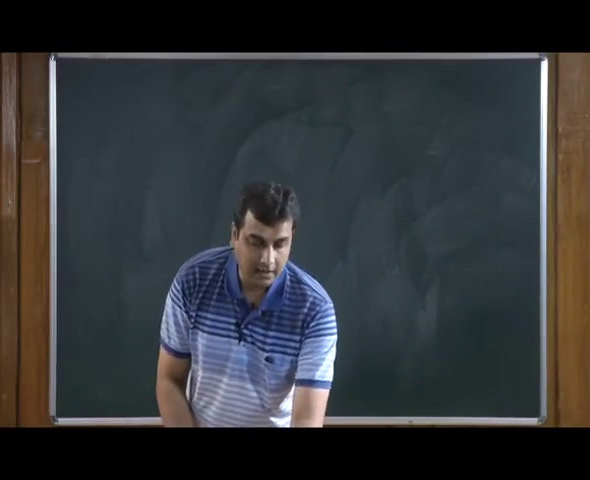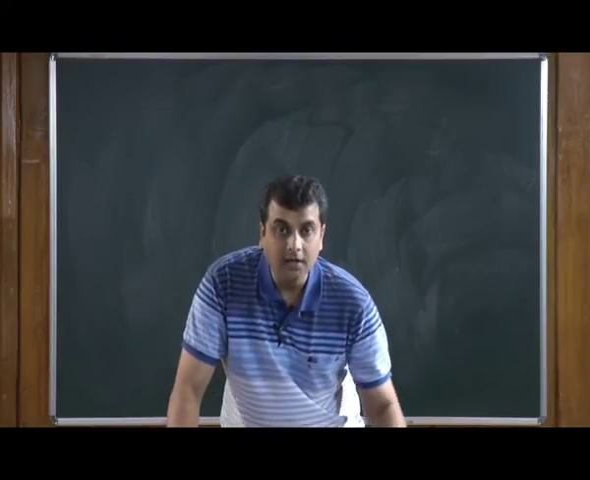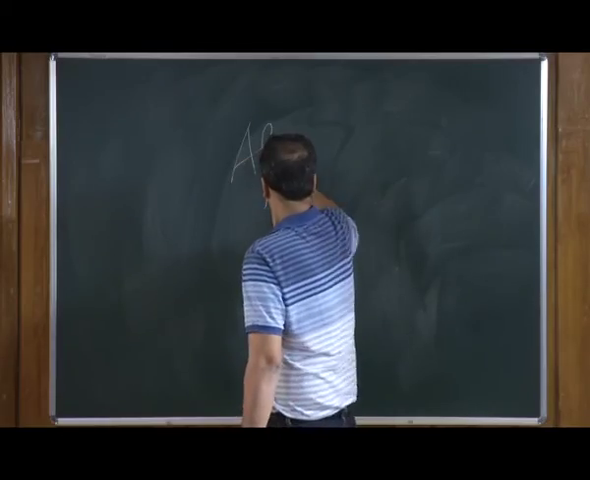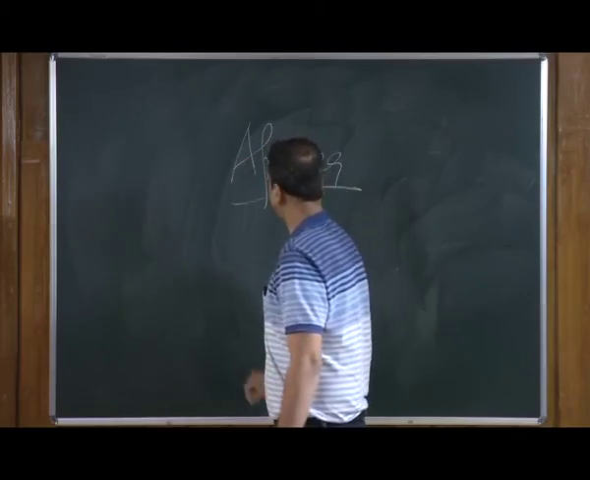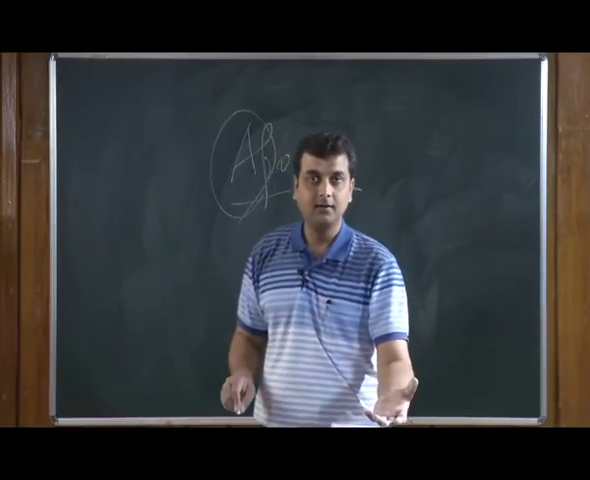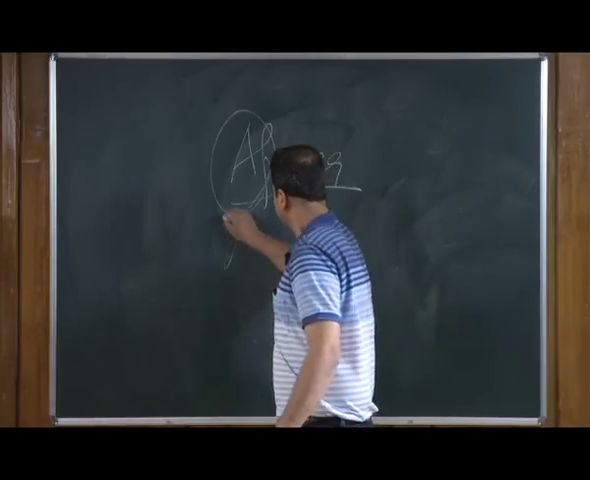So, we will quickly finish this one. The next question here is, which one of the following is related to difficulty in breathing? These are the terminologies: apnea, where A stands for no; dys, which stands for difficulty; and hyper, which means more. So, the terminology is apnea. We can change the A with hypo and hyper. Also, we can change it to dyspnea.